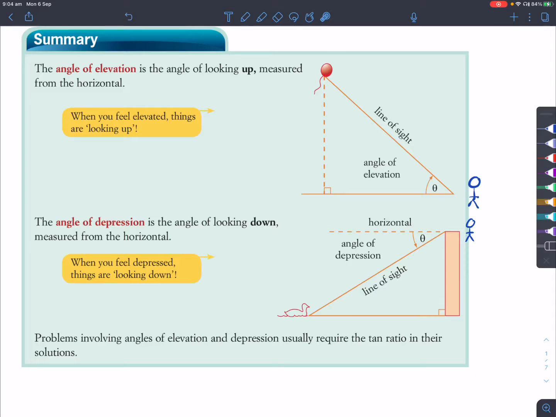Our way of remembering this is when you feel depressed, things are looking down. So you're looking down this way, and that is basically the hypotenuse of this right angle triangle, and that line from yourself to this duck is called the line of sight. Now these two angles are actually equal.